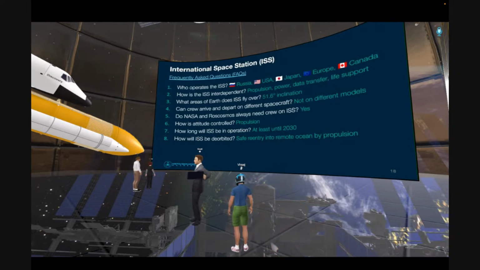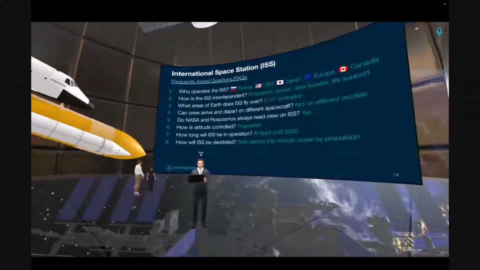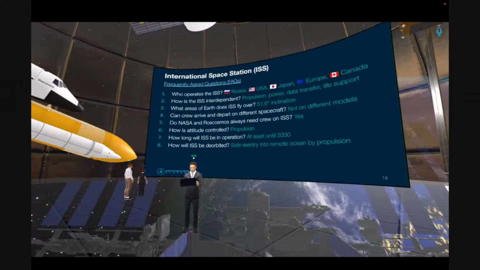So you have Russia, USA, Japan. Anybody else want to do the other ones? No, you go ahead and finish it off. It's Europe, okay. Canada. Perfect. You got it. So these are the partners for the space station.